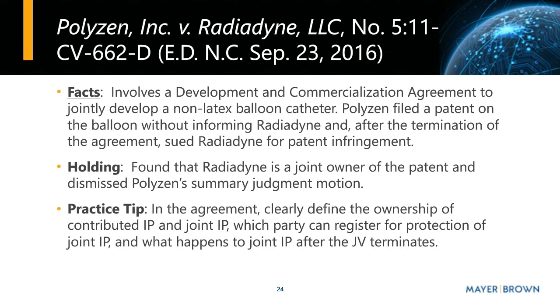So this case is an example of the importance of comprehensive contract terms. Because the development and commercialization agreement was clearly drafted and specified important ownership terms, the court was able to easily conclude that the patent infringement claim should be dismissed. So as a general matter, at a minimum, venture partners should clearly define the ownership of contributed IP, developed IP, and joint IP, which party can register for protection of joint IP, and what happens to joint IP after the JV terminates.